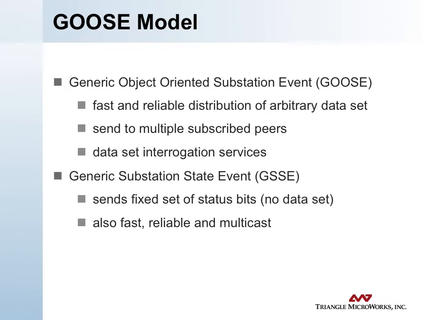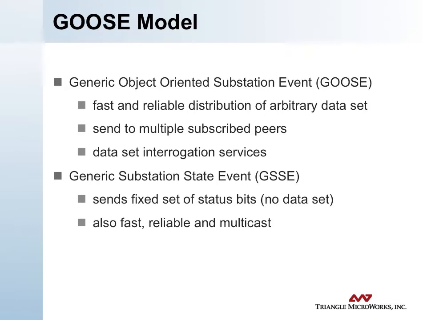GOOSE, Generic Object-Oriented Substation Event, came about really in the early days of UCA. We needed a way to model basically tripping and breaker relay communications, which is typically done with a fixed hard wire. We wanted to be able to simulate or emulate that kind of a system over the LAN with some reliable distribution of data from a single source to multiple subscribed peers. So it's a subscriber-publisher model. We needed to get high reliability in that kind of a scheme, but we wanted it over the LAN.